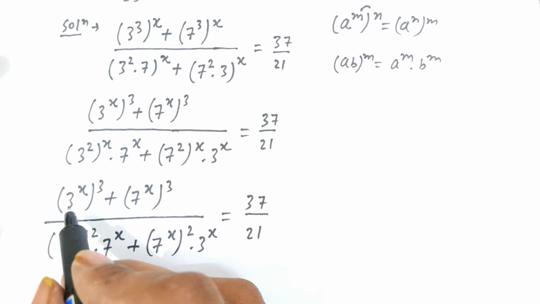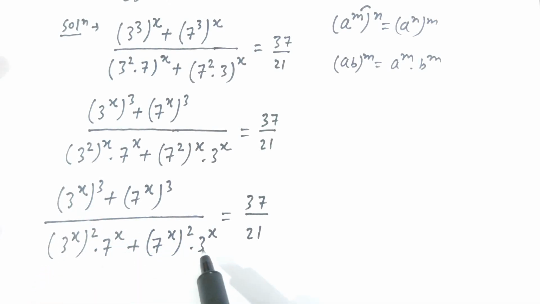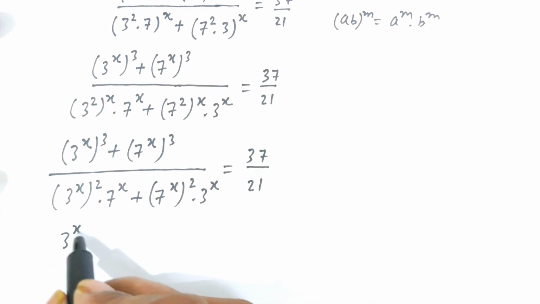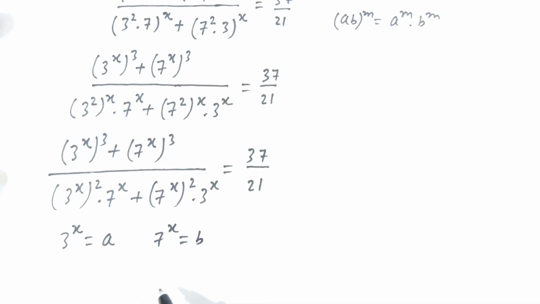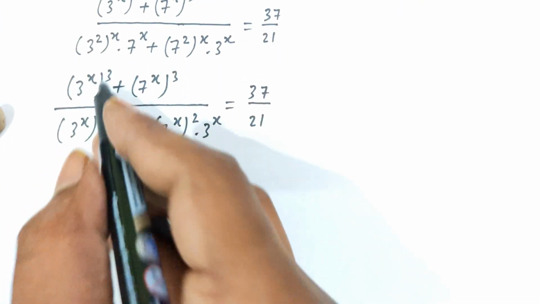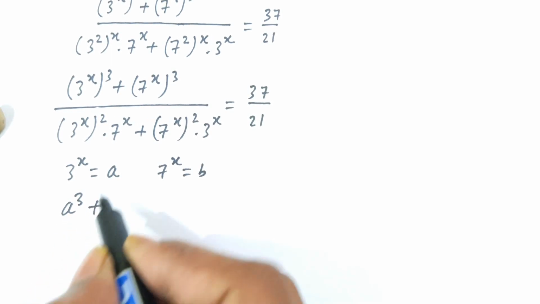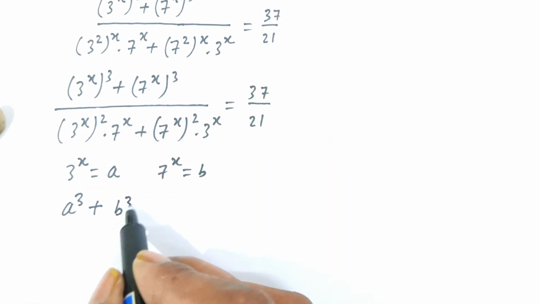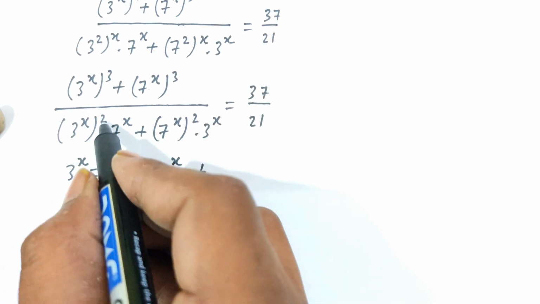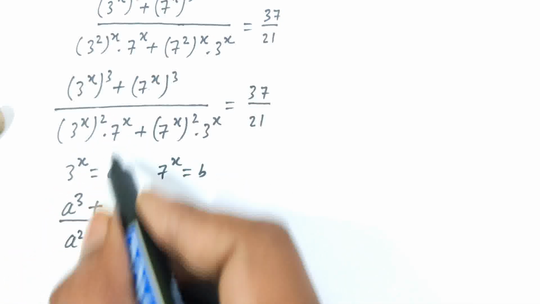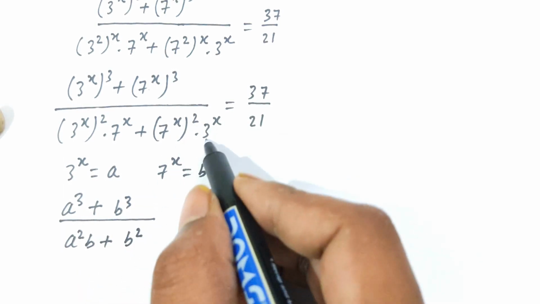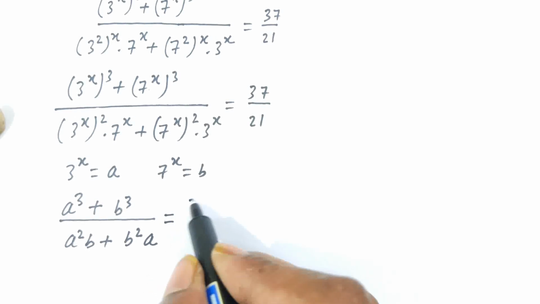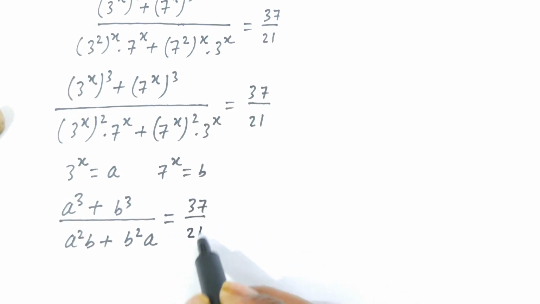Now look carefully, 3 power x, 7 power x repeated. So if we put 3 power x equal to a and 7 power x equal to b, then in numerator a power 3 plus b power 3, and divided by a power 2 times b plus b power 2 times a, and this is equal to 37 divided by 21.